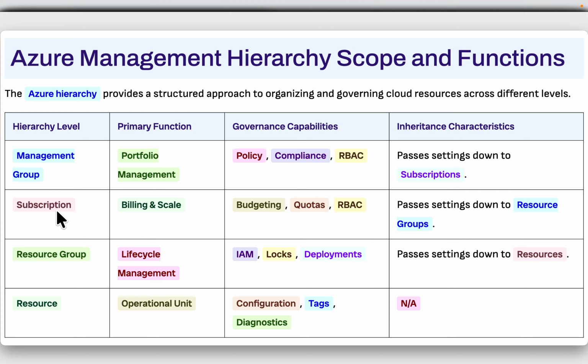Next level is subscription, which is for billing and scale. Governance capabilities are budgeting, quotas, and RBAC. And this will pass down its settings to resource groups. Next in the hierarchy is the resource group. This is for lifecycle management, and the governance capabilities are IAM, logs, and deployments. This will pass down the settings to resources. Lastly, the lowest unit is the resource. This is an operational unit. Governance capabilities are configuration, tags, and diagnostics, and inheritance is not applicable because it's the lowest unit.